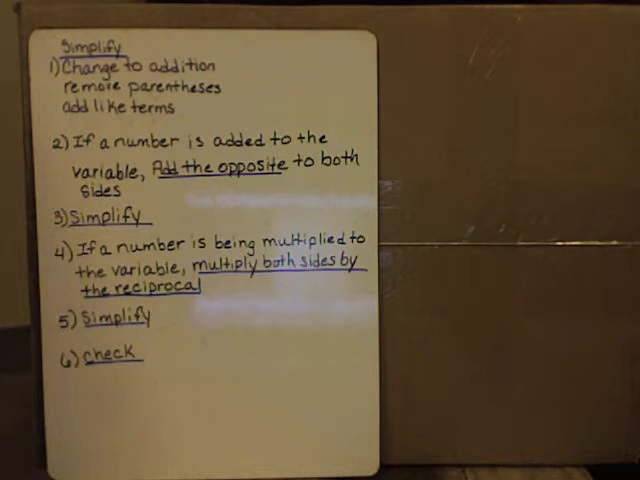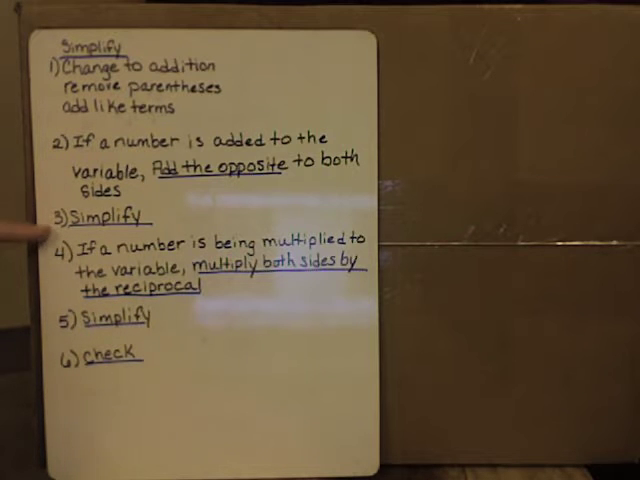Here are some simple steps to solving equations. The first step is to simplify if it needs to be, which includes changing the problem to addition, removing any parentheses, and adding like terms. The second step is if something is being added to the variable, then add the opposite to both sides.